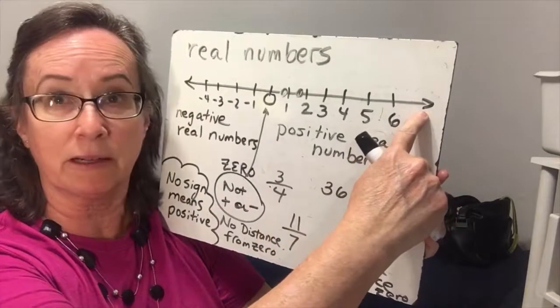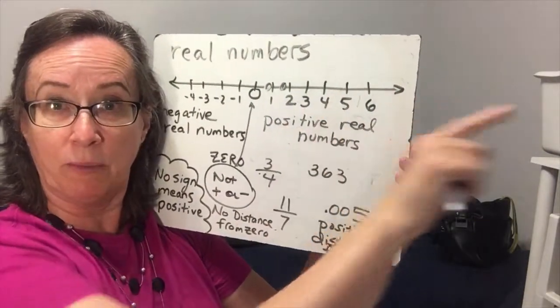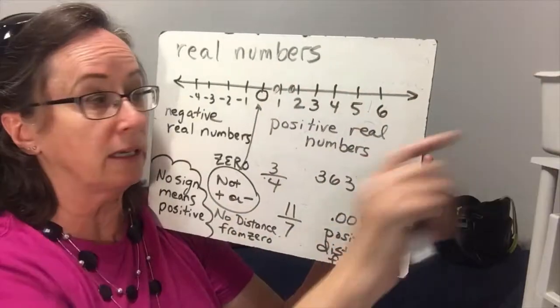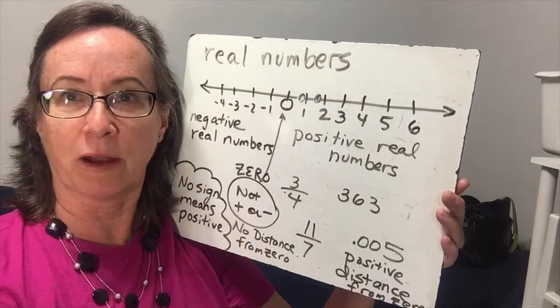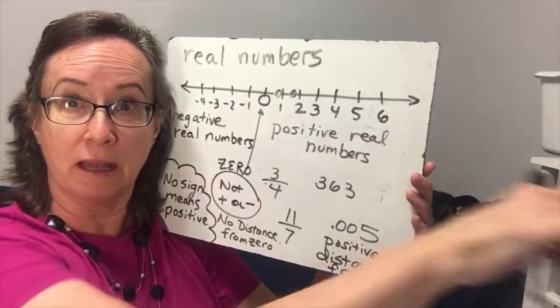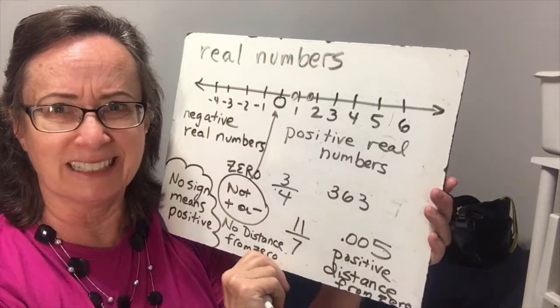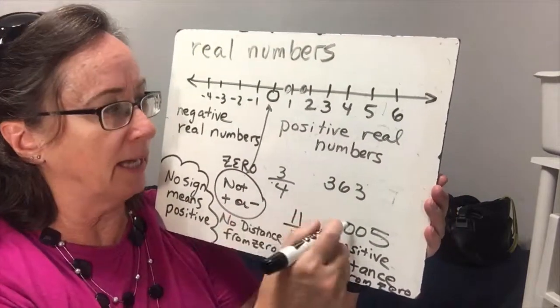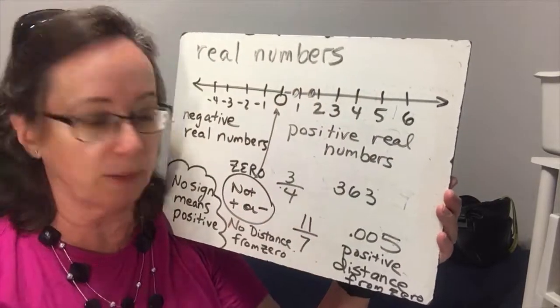And then 363, is that on my number line? Well, remember this arrow goes on and on and on forever? So 363 is way, way, way out there on the other side of my car over there in the driveway, but it's still on this line. Right? And then 0.005. Wow, that's a really tiny number. But it would be just a tiny hair to the right of 0, wouldn't it?